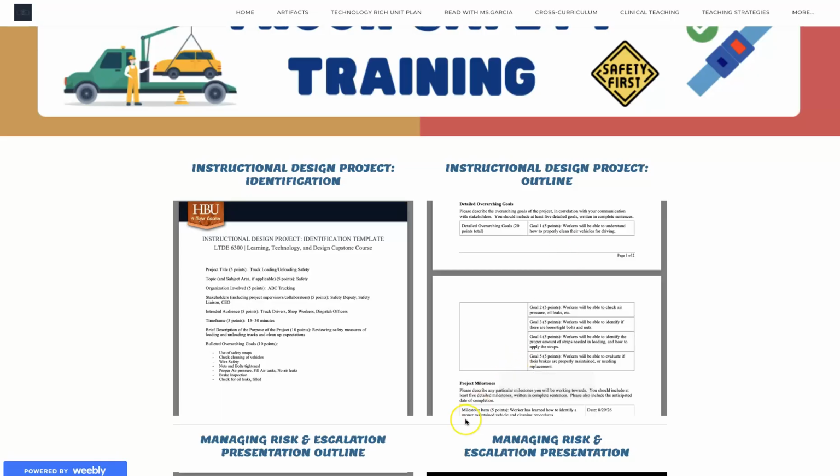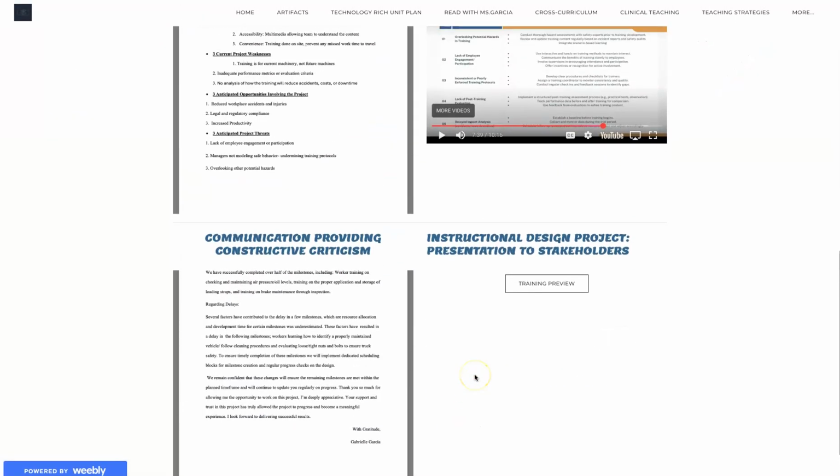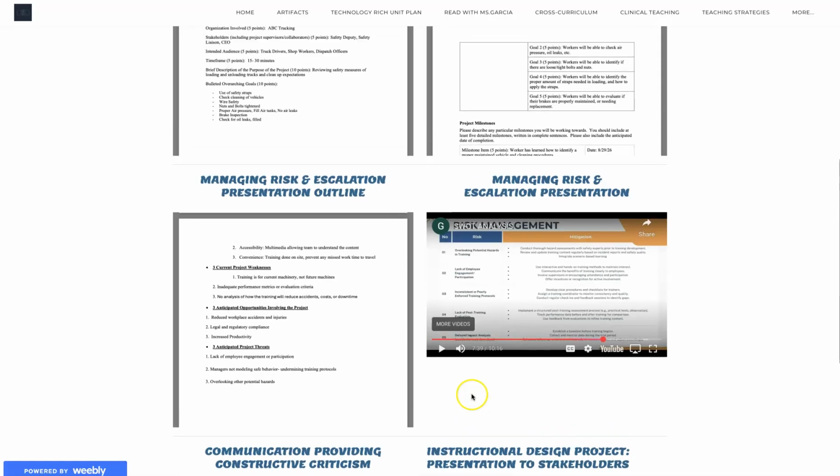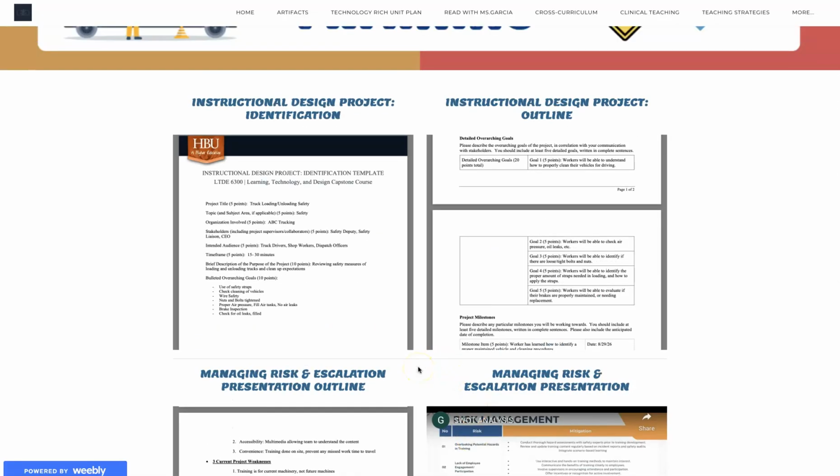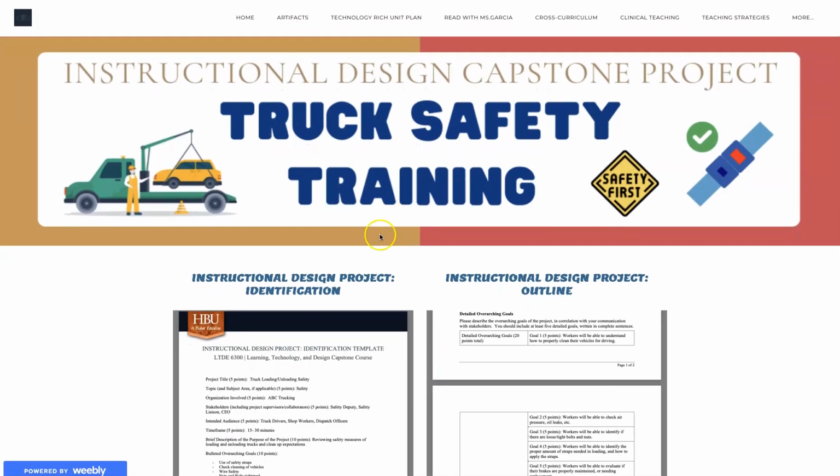But again, when they send feedback, we can go and record it for them and add it on there as well. But that is the overall capstone project for truck safety. Thank you.